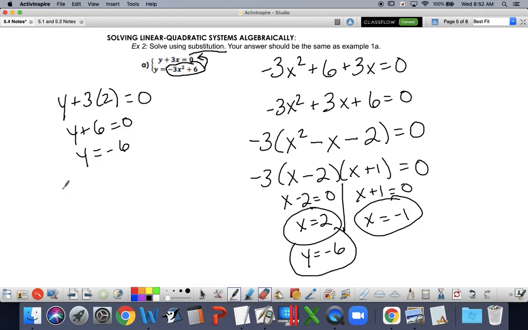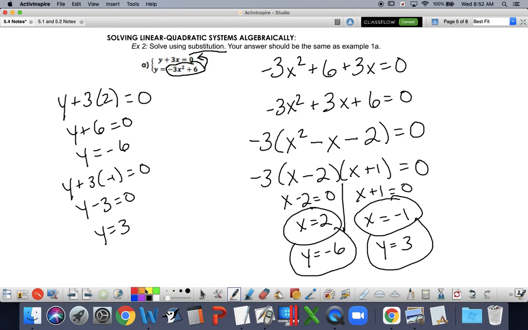My next one, I have y plus 3 times negative 1 equals 0. Y equals 3. And to write it in the correct way, we would write out that our solutions are the coordinate points (2, negative 6) and (negative 1, 3), right?